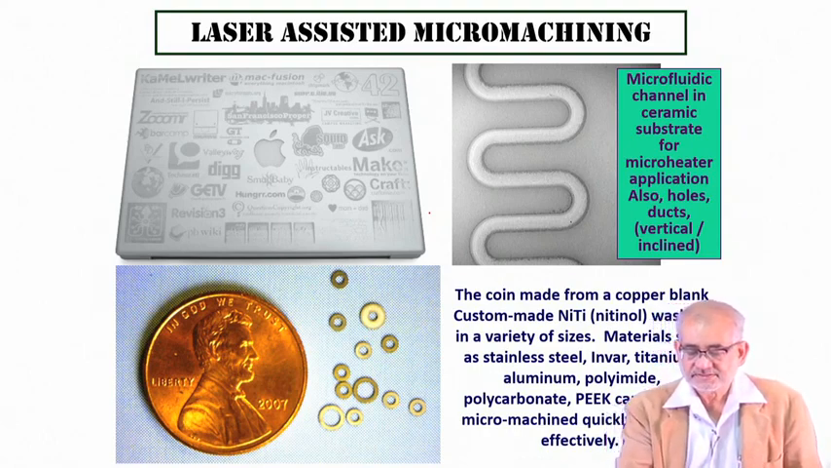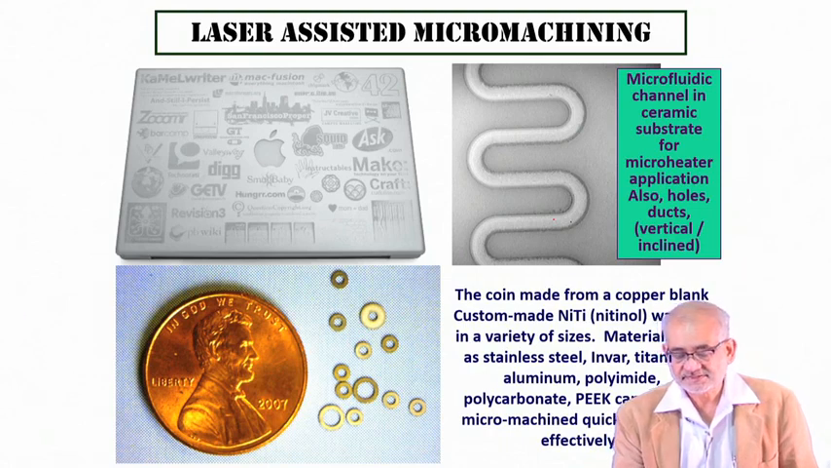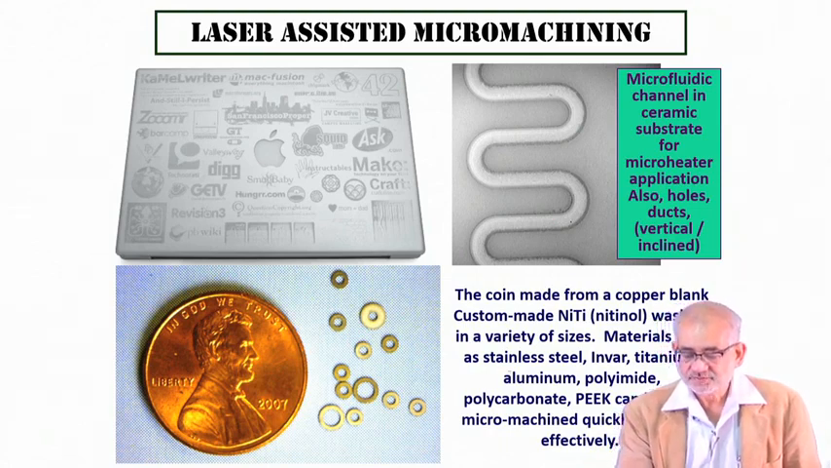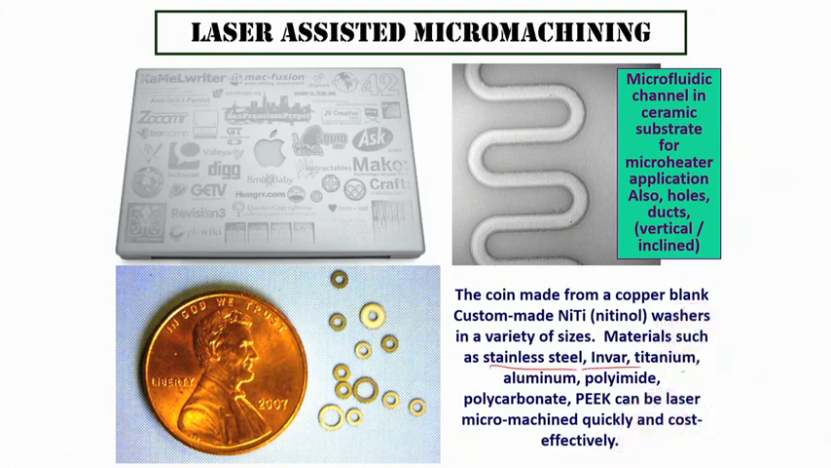Similarly, we can make such microfluidic cooling channels either on a semiconductor device or on metallic heat exchanger devices. And this could be stainless steel or nickel-based invar alloys, titanium, aluminum, polymers like polyamide, polycarbonate, and other forms of commercial plastics and polymers.